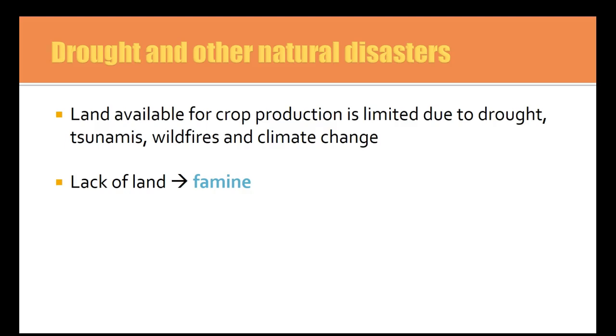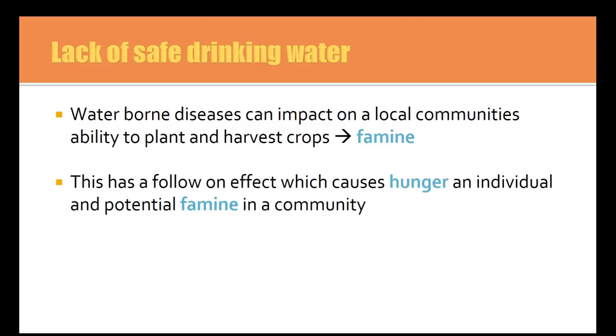So, drought and other natural disasters can also impact on famine. So if you have crop production limited due to drought, you might get destruction of crops through tsunamis or wildfires. Having a change in climate will also impact on the amount of agricultural land, and all of this means that you have a lack of crops, which means you'll result in famine and also potentially hunger as well, because of a lack of availability of food, as well as an inability to grow the food.